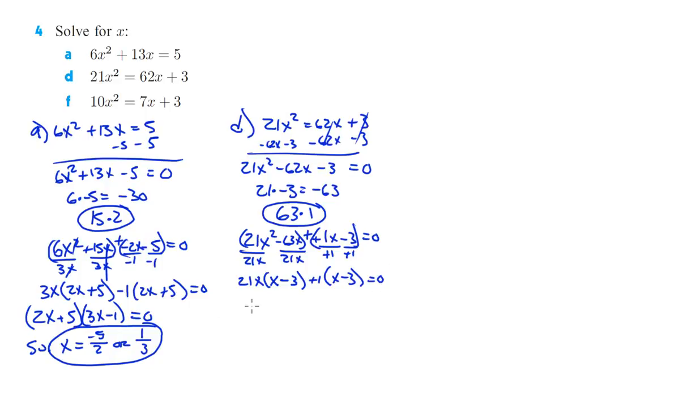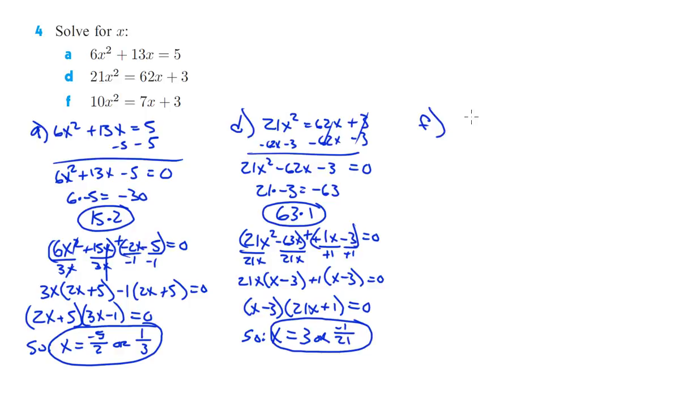So we end up getting x minus 3 times 21x plus 1 equals 0. So x has to equal 3, or opposite of 1 is negative 1 divided by 21. Those will work. Okay? All right.